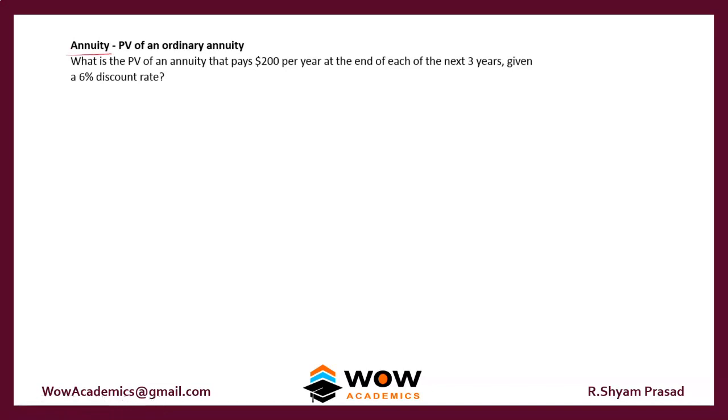It's called annuity, present value of ordinary annuity. What is the PV of an annuity that pays 200 per year at the end of each year for the next 3 years, given a 6% discount factor? So he says, assume that someone pays you 200 rupees at the end of each year for the next 3 years and the discount factor is 6%.